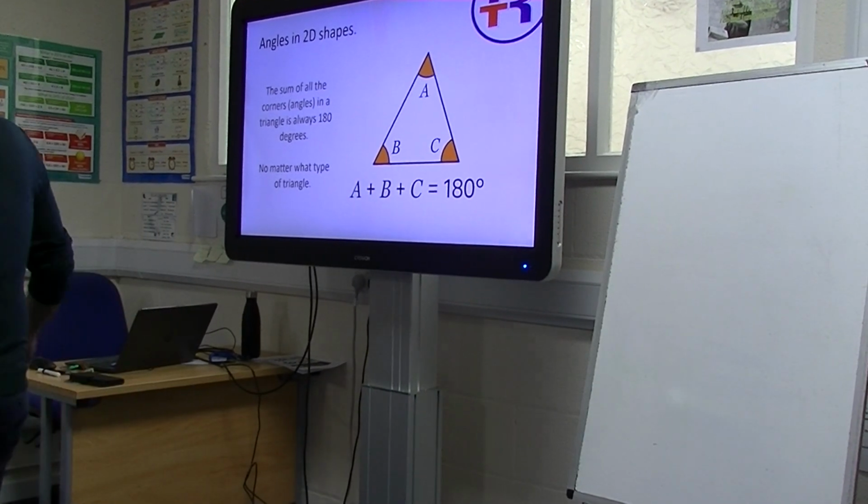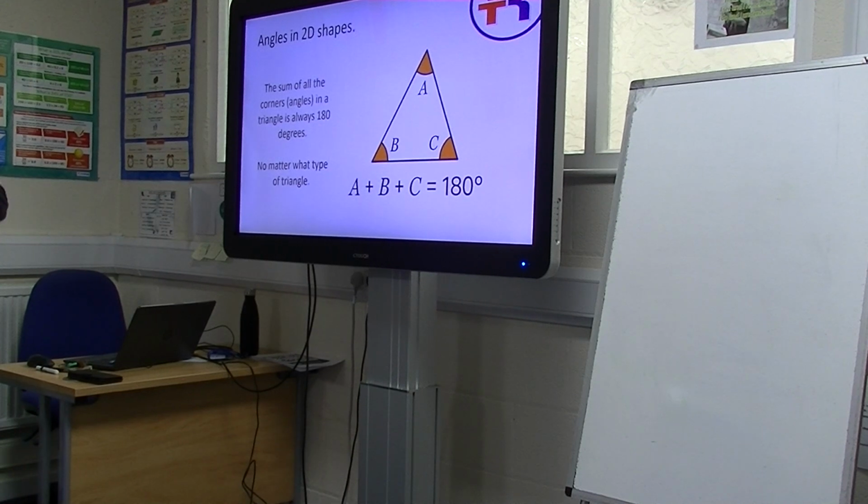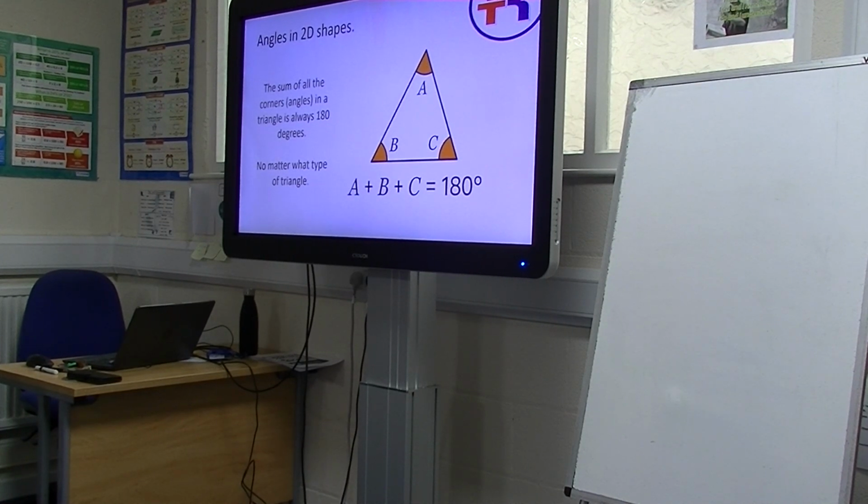So we're going to look at some angles. Okay, angles in 2D shapes. So we'll start with the triangle. The sum of all the corners, or the angles, in a triangle is always 180 degrees.